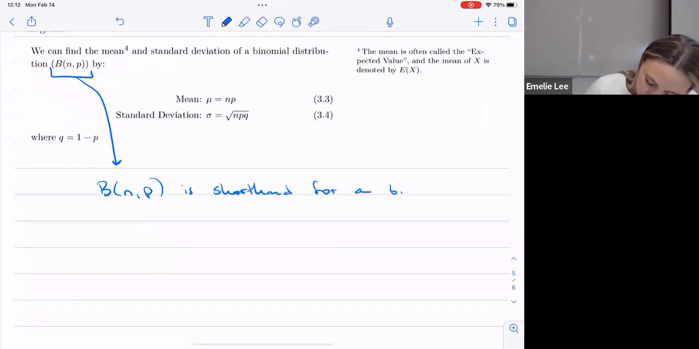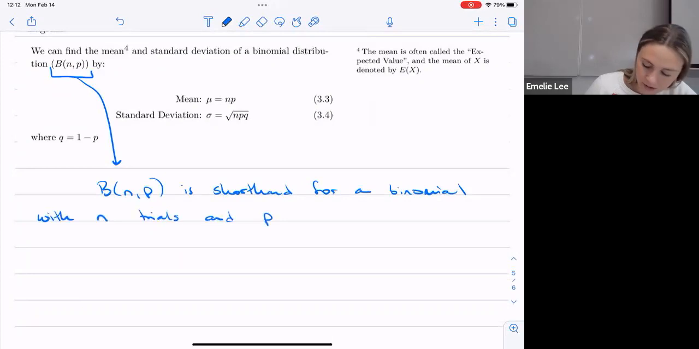and for a binomial with n trials and p probability of success.